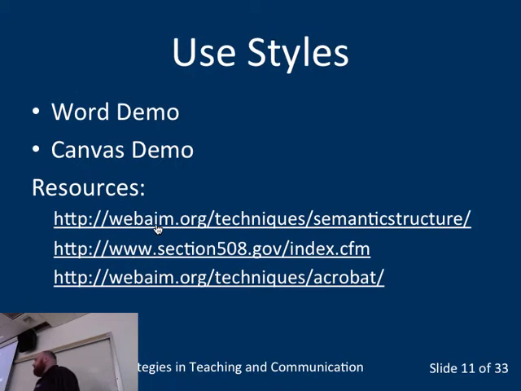WebAIM is kind of awesome. If you don't know WebAIM and you want to know more about making things more accessible for people on the web, that is the place to go. Here's a Section 508 site from the government, because if you receive money from the federal government, it is required that your documents be accessible. The federal government has a requirement that you comply with Section 508. And that's where they talk about it.